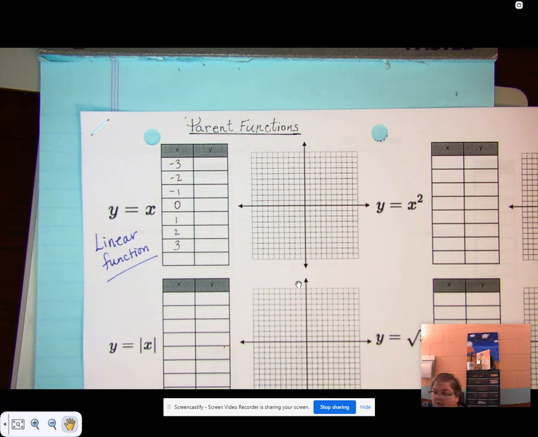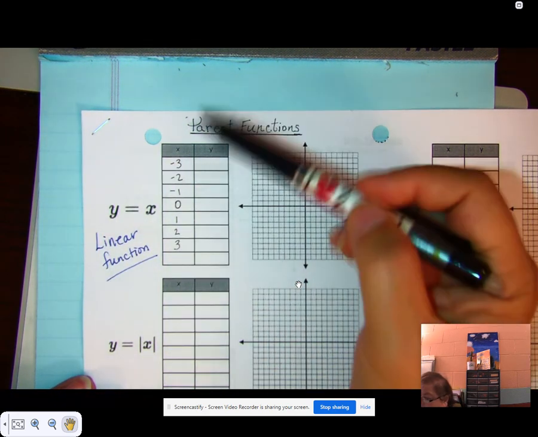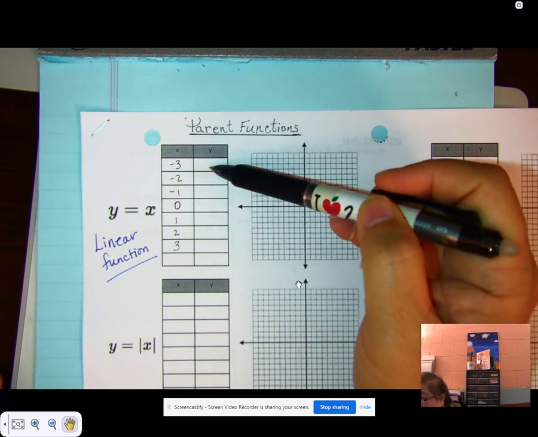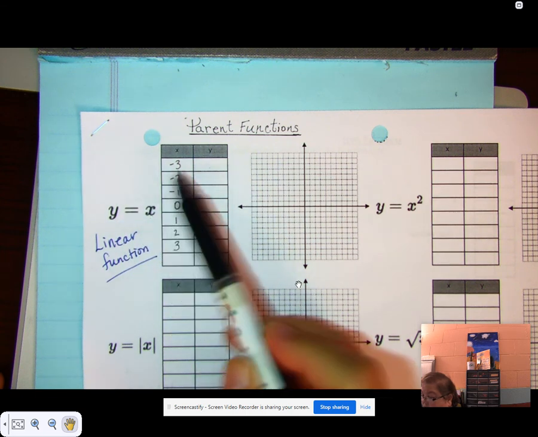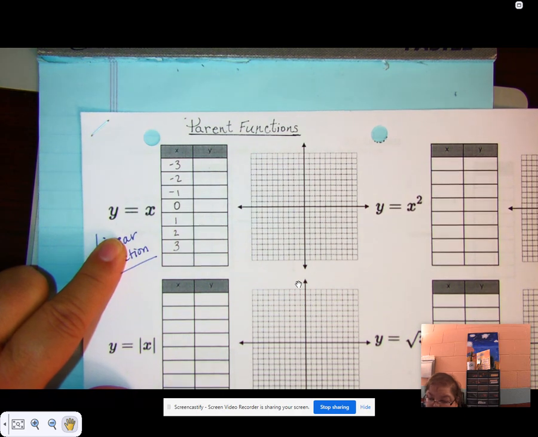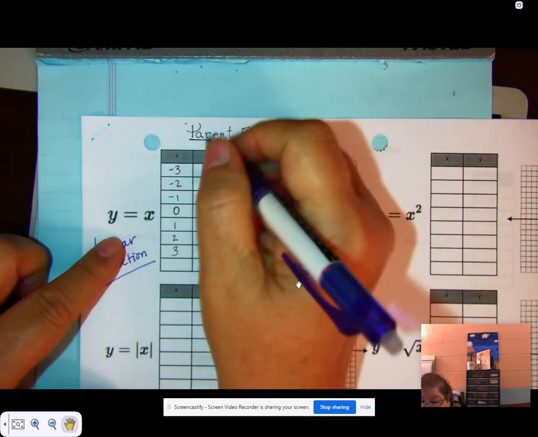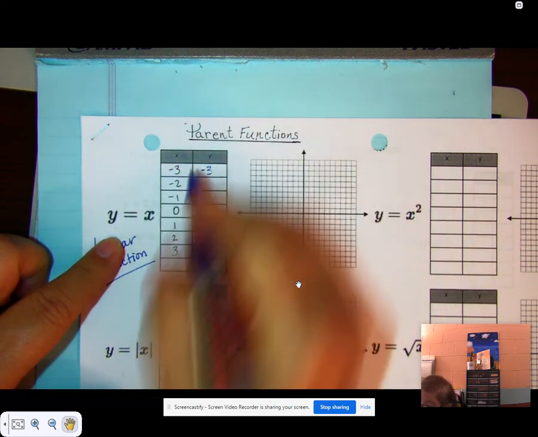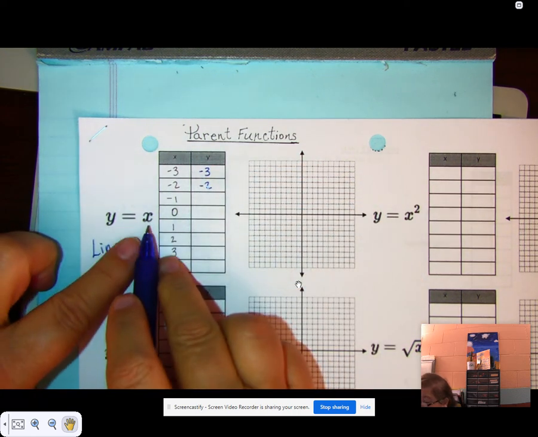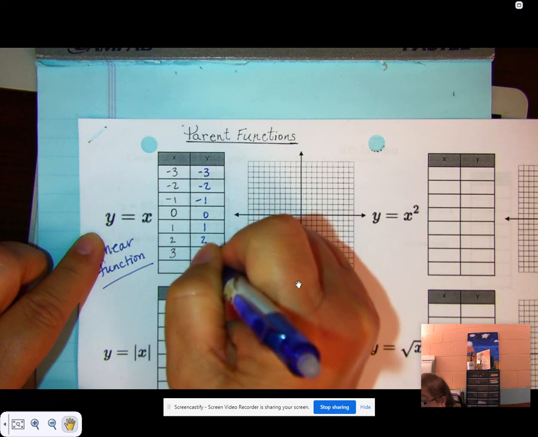So how do we get the y? Well, this is the x that we determine, and then to find y, y equals x. So in this case, whatever x is, that's what y is. When x is -3, y is -3. When x is -2, y is -2. When x is -1, y is -1. And we continue that same pattern.